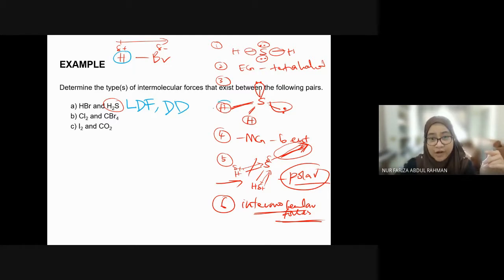Why? We look at the hydrogen and we check. We do have hydrogen in the molecule, but this hydrogen doesn't obey the first rule because the hydrogen is not attached to any of fluorine, oxygen or nitrogen. So there is no hydrogen bond, because it doesn't obey the rules. So HBr and H2S have only London dispersion forces and dipole forces. That's all. Okay, alright. Moving on to B, Cl2 and CBrF4. Cl2, okay, is Cl2 polar, guys?